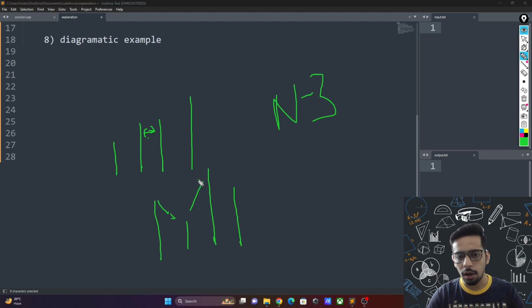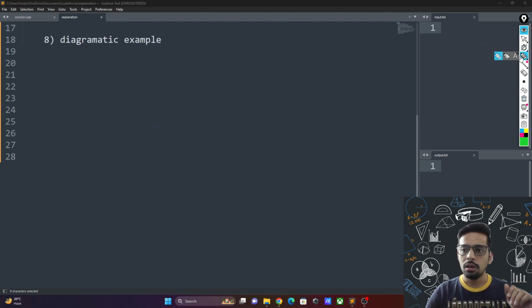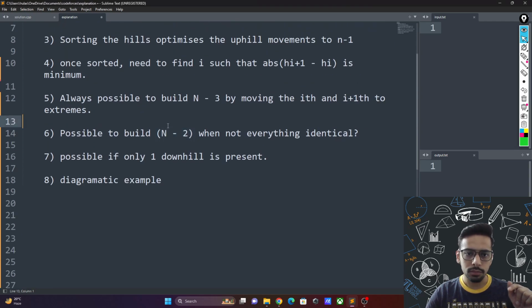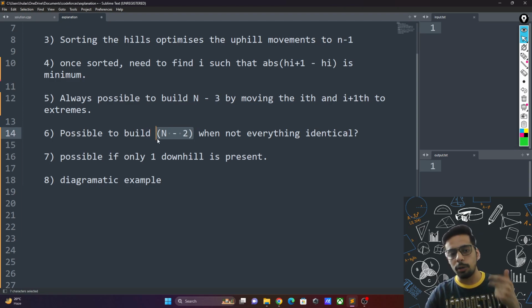So downhill, uphill, downhill. But I can prove that n minus 2 can actually be constructed here as we saw in the sample output by simply changing these two. And then it becomes like an uphill, downhill, and an uphill. So n minus 2 is actually possible. So I could not prove that it's impossible to build n minus 2. So now there are two possibilities. Either it's always possible to build n minus 2, or it's sometimes possible and sometimes not possible.